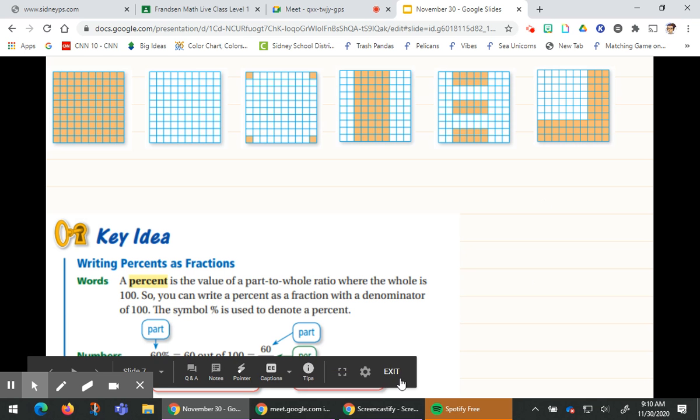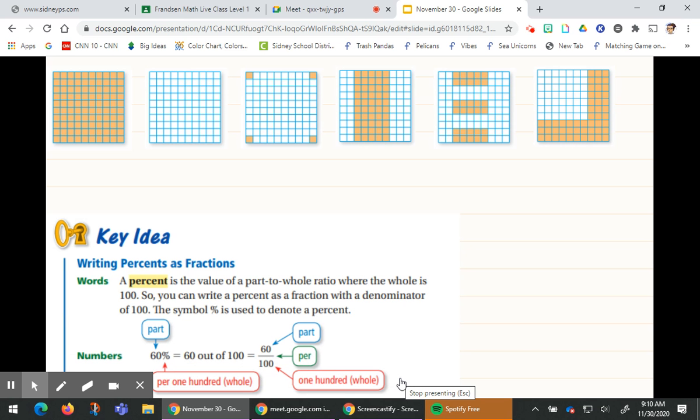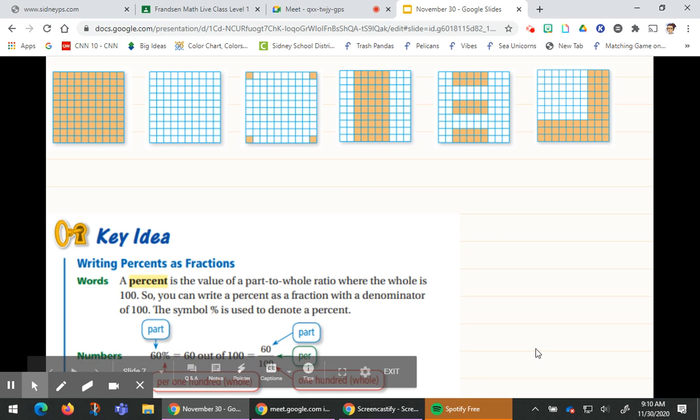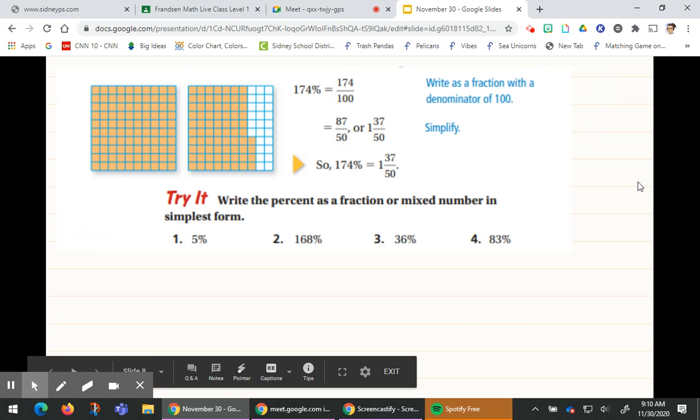Writing percents as fractions. A percent is the value of a part to whole ratio where the whole is 100. So you can write a percent as a fraction with a denominator of 100. And once you find your percent, you use the percent symbol to denote that you're talking about a percent.